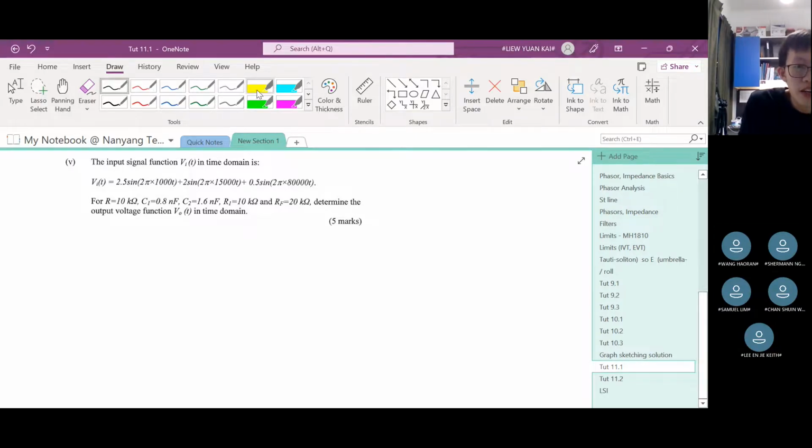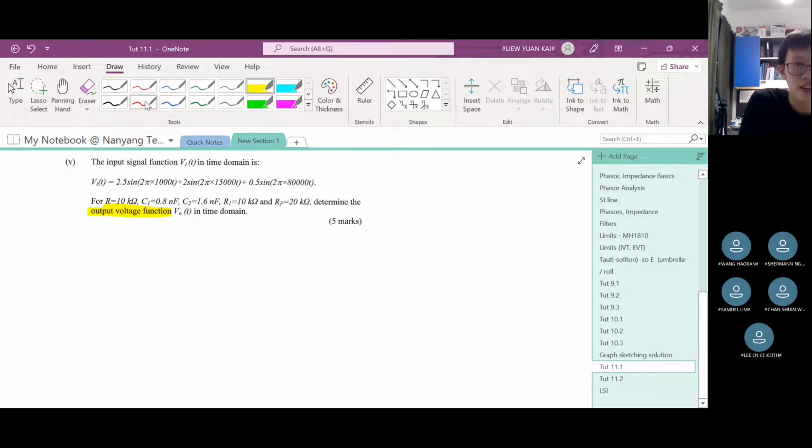So in part 5, what did they tell us? They tell us that now the input at the very start of stage 1, okay? This input is at the very start of stage 1. We supply an input that is described by this behemoth, okay? This whole monster of an equation. And then they give us the values of, you know, the resistors, the capacitors, blah, blah, blah. What they want us to find is the output voltage.